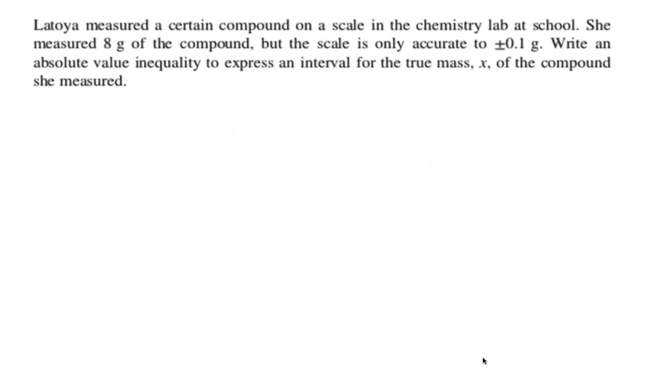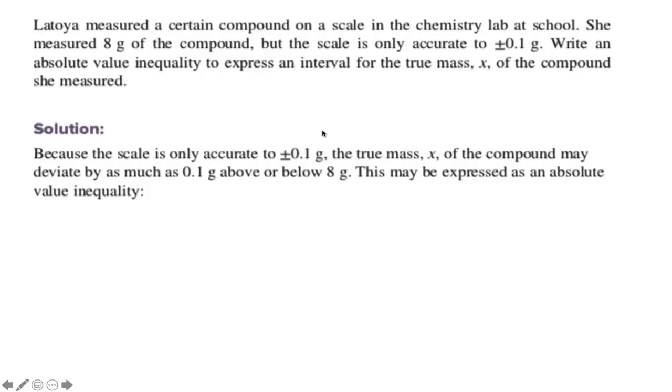So here's an example. Latoya measured a certain compound on a scale in chemistry lab at school. She measured 8 grams of the compound, but the scale is only accurate up to plus or minus 0.1 gram. We want to write an absolute value inequality to express an interval for the true mass x of the compound that she measured. Because the scale is only accurate to plus or minus 0.1 gram, the true mass x of the compound may be off by 0.1 above or below what was being measured.